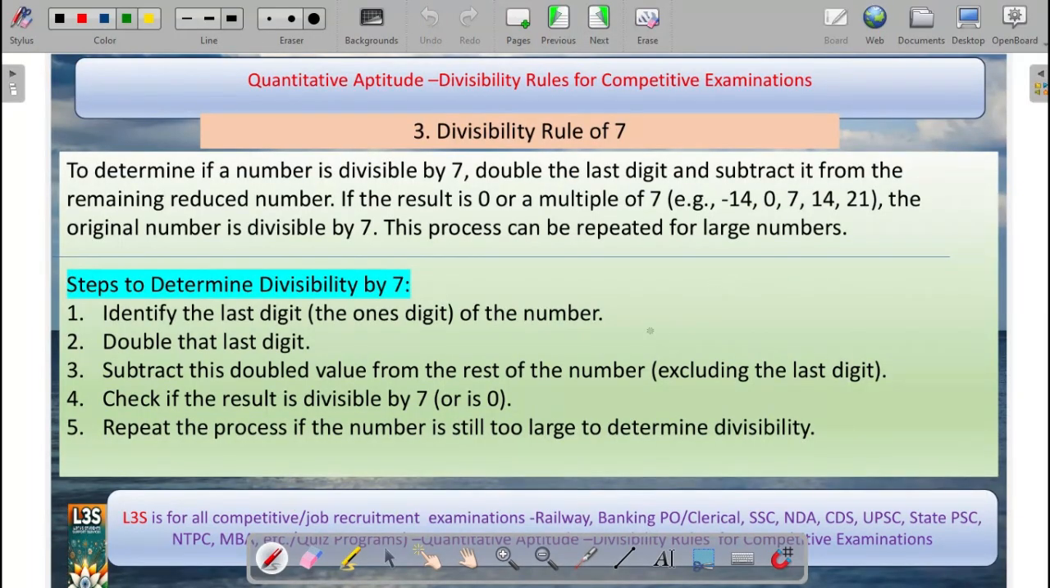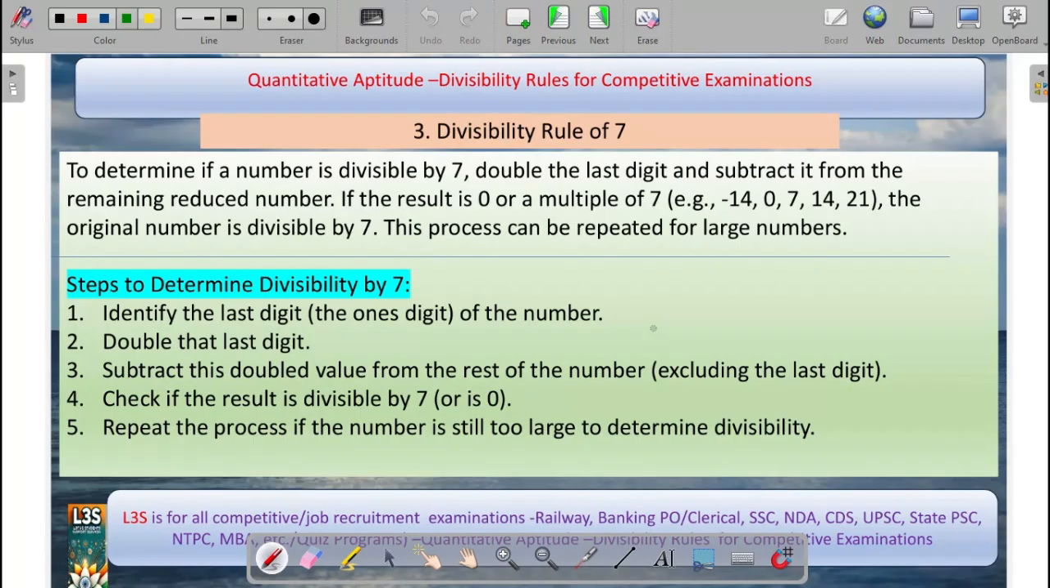Next we will see the divisibility rule of 7. To determine if a number is divisible by 7, we have to follow a special method. Double the last digit and subtract it from the remaining number. If the result is 0 or a multiple of 7, then the original number is divisible by 7. This process can be repeated for large numbers.